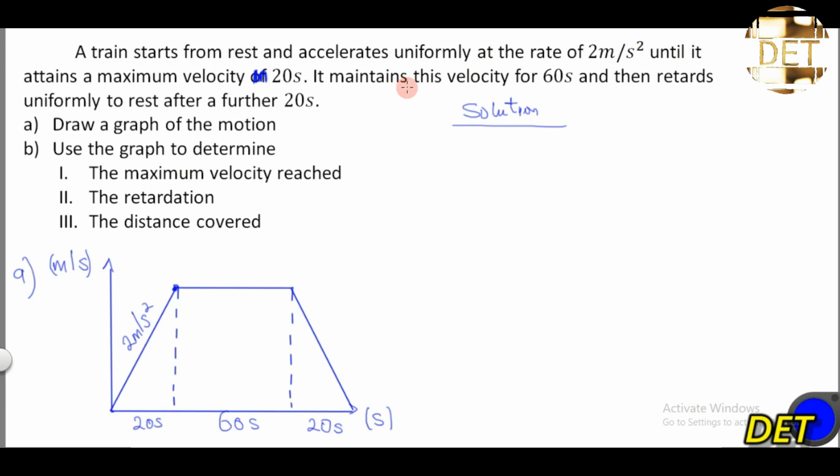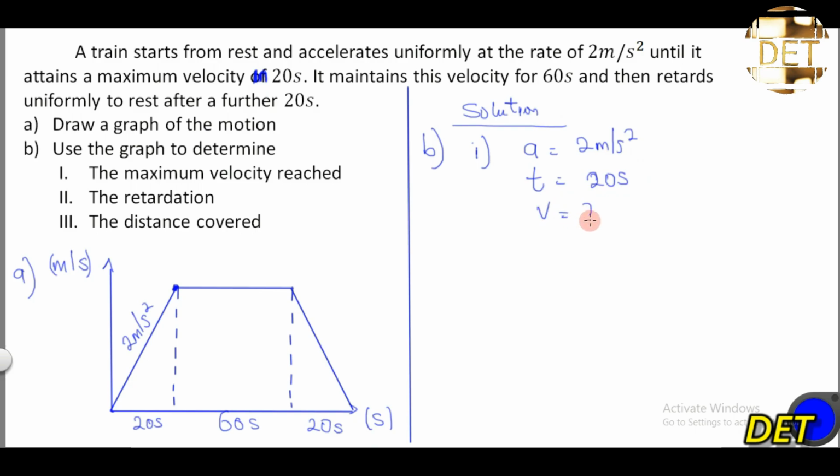Then B, for B, we are asked to use the graph to determine the maximum velocity reached. So for 1, we're looking for the maximum velocity that is reached. So the body underwent uniform acceleration. It accelerated uniformly at a rate of 2 meters per second square until it attained the maximum velocity in 20 seconds, right? So we have that the acceleration is equal to 2 meters per second square, and the time taken, t, is 20 seconds, and we're looking for the velocity.